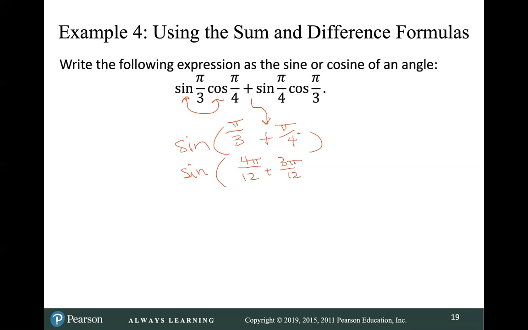Times 3 over 3, times 4 over 4. That gives me sine of 7 pi over 12. That is not a unit circle angle, and that is why we would need the formula to solve it. Okay, notice it didn't ask us to solve the value. It said to find the expression as sine or cosine of an angle.